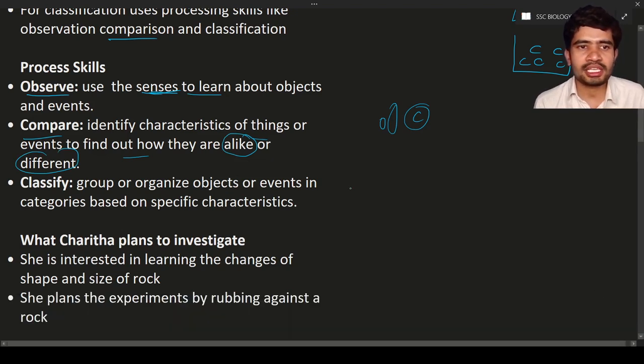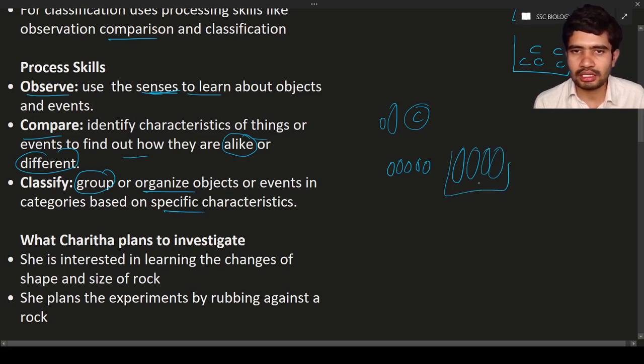Next, he's going to classify. He's going to group them, and also organize objects or events in categories based upon specific characteristics. What are the specific characteristics? Smaller ones all together is one specification. Larger ones in another container is another. Colored ones are another specification. So based upon these specific characteristics, he is going to classify. So this is the classification used by Saket to identify and classify the seashells.